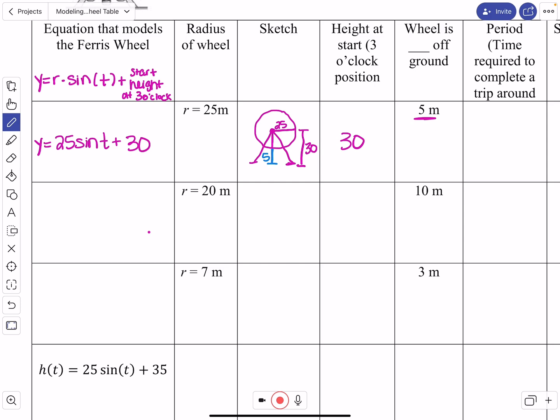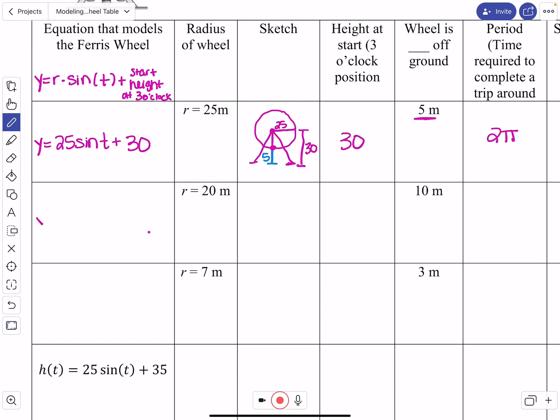Now, for all of these, our period, the time required to complete a trip around. So like if your little seat is going to start right here and you're going to go all the way around the Ferris wheel, our period is going to be 2 pi. So that's what it would be on the graph. So that's what it's going to be for all of these. So that's how we do the first one.